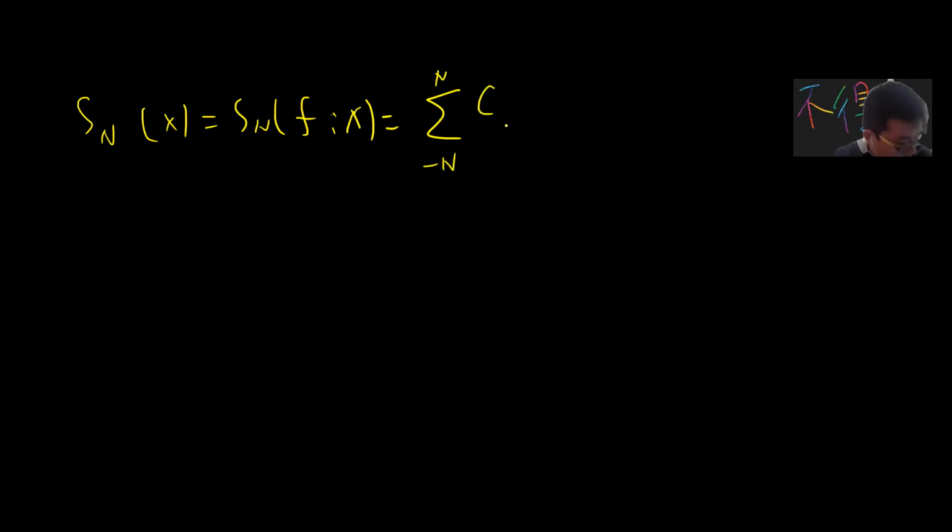If you haven't seen my previous video or my mathematical analysis list, I will post the list link below. Remember that we can define S_n of f comma x to be the partial sum, the sum from minus n to n of c_n e^{inx}, where c_n is the integral of this.